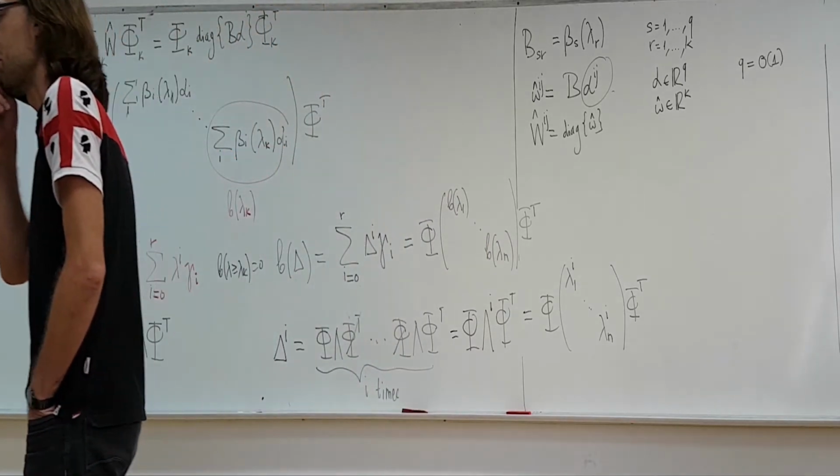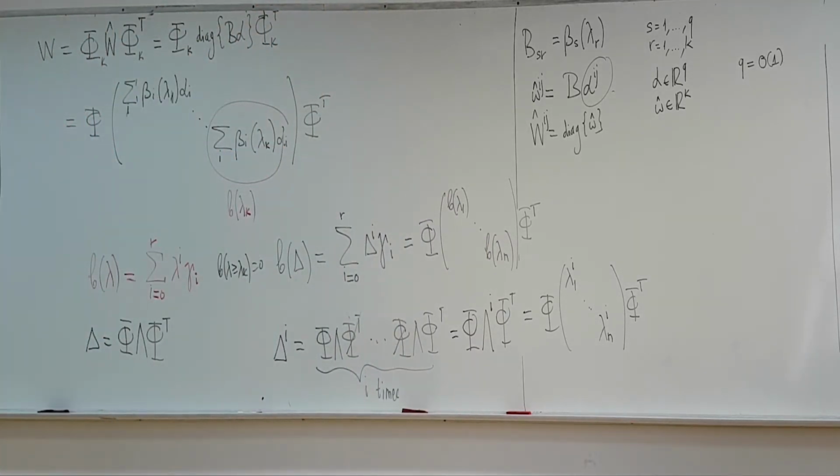Yes? If you have a discretization of the Laplacian that is not symmetric, then you won't get this. In the beginning I insisted that I want to deal with undirected graphs, exactly for this reason. I want the Laplacian to be symmetric. I want the spectrum to be real. There are ways to deal with directed graphs, but it complicates a lot.